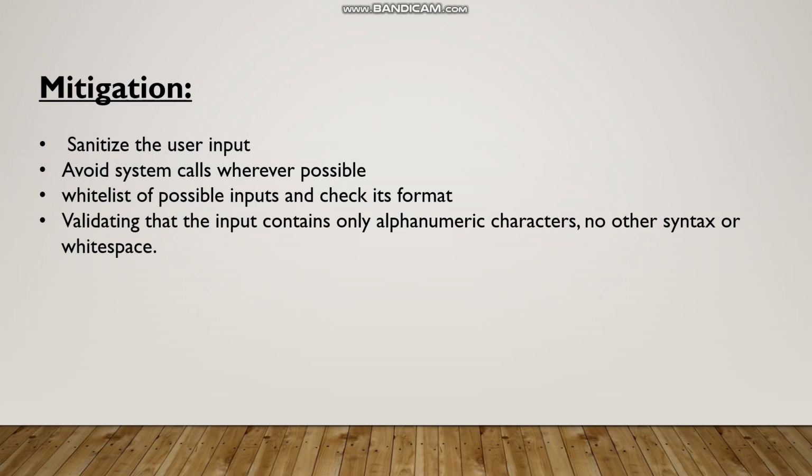Then whenever we have the possible inputs, check its format. Validating the input contains alphanumeric characters. So there should be alphanumeric characters all around, but no other syntax or white spaces should be there. So I think this command injection is a bit clear to you. Now moving towards the example so that we can understand by practical also what it means.